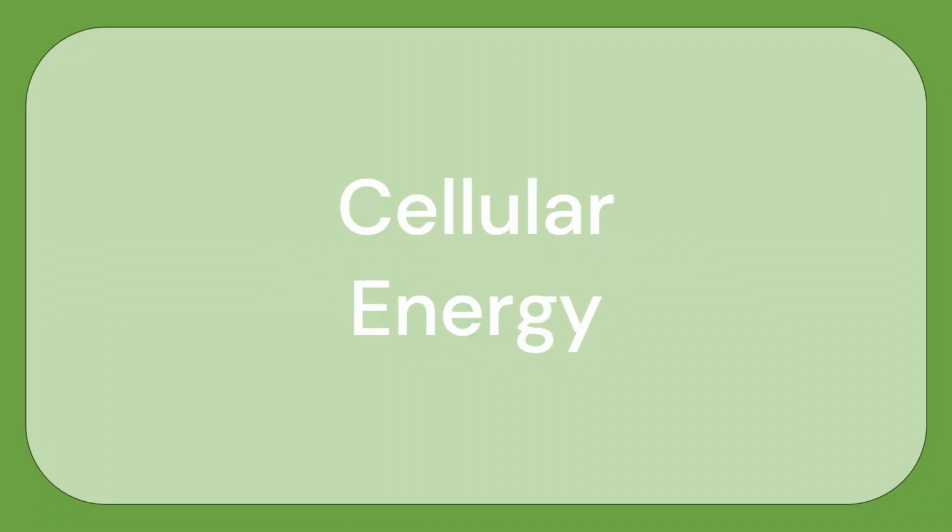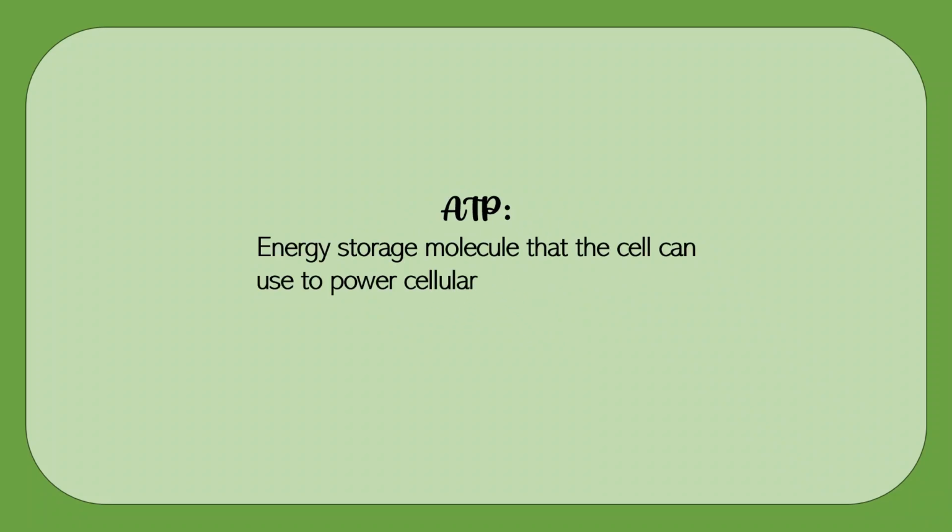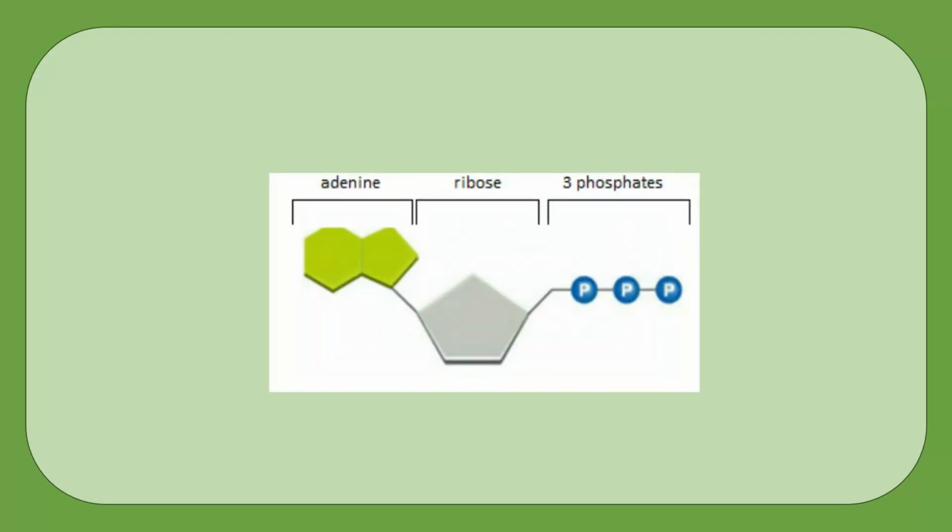Today, we're going to be talking about cellular energy. Let's start off with ATP. ATP is an energy storage molecule that the cell can directly use to power cellular functions formed by proteins. This is the structure of ATP, which is adenosine triphosphate.